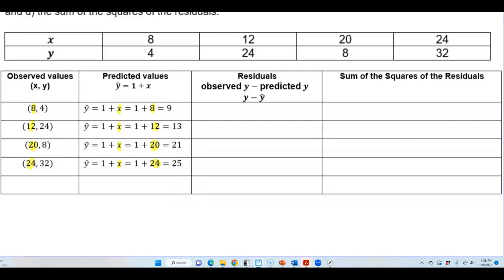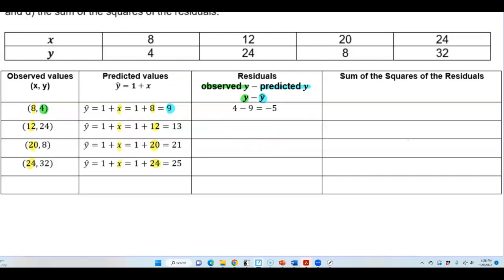Now what we're going to do is find the residual. We're going to take the observed y value, and then we're going to subtract the predicted y value. It can be written the same way here: observed y minus the predicted y value. If we take a look at the first one, this represents the observed y value, and this value represents the predicted y value. So we're going to find the residual.